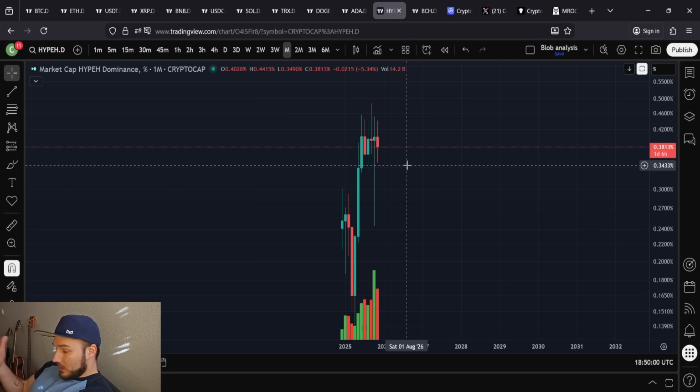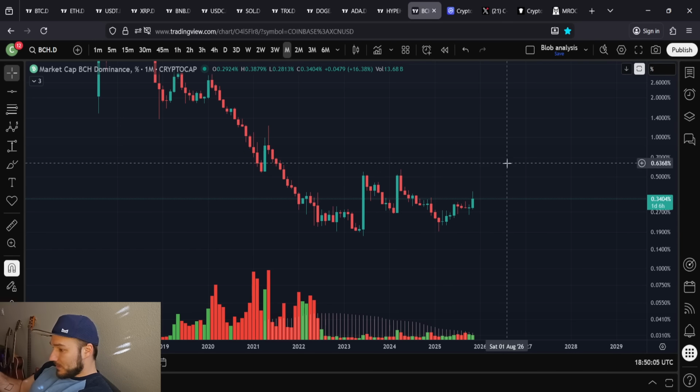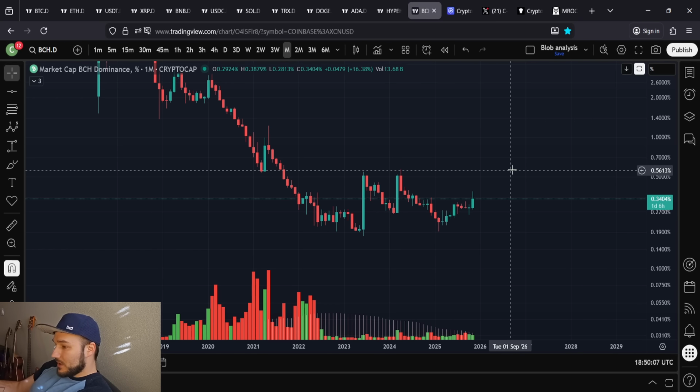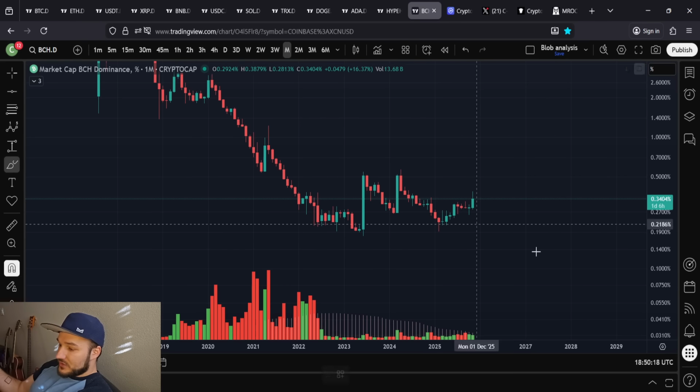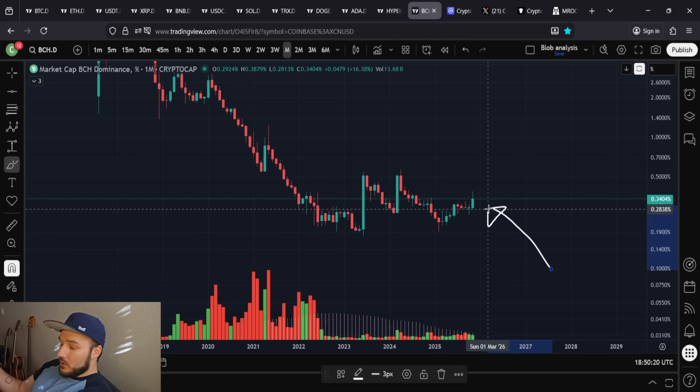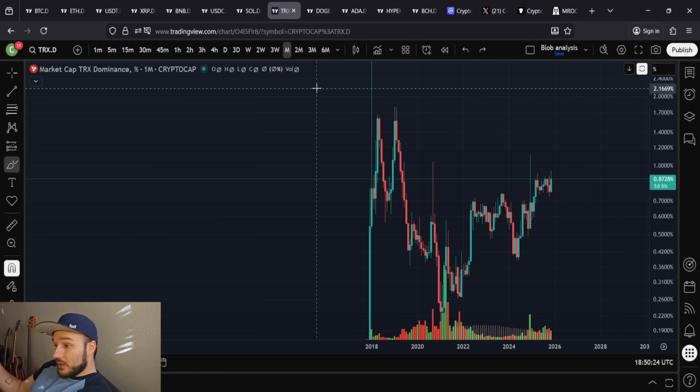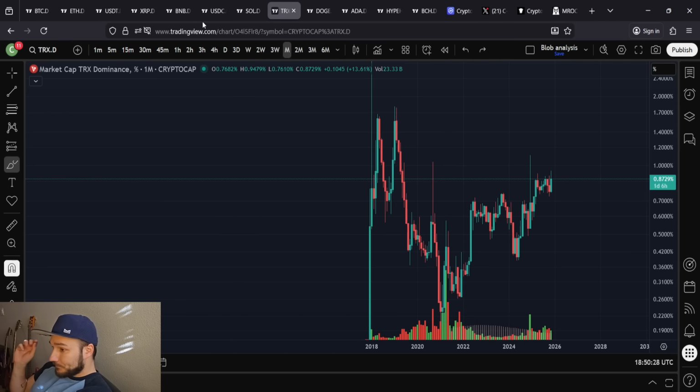Hyperliquid has also lost dominance this month, right? And that's no surprise. There's a lot of competition in the hyperliquid space right now. But then the last one is Bitcoin Cash. Between XRP, Tron, and Bitcoin Cash, other than stablecoins, those are the only ones that have moved up. And what I find interesting is that Bitcoin Cash is up the most. It's up 16%. Tron's up 13%, which is also pretty interesting this month. It's gained some dominance as well.